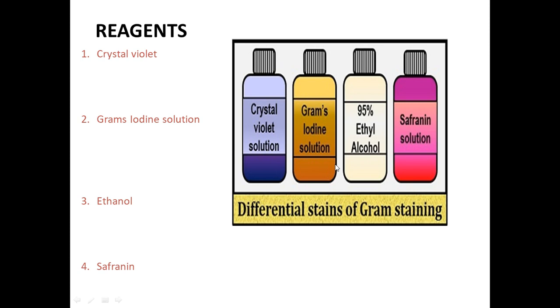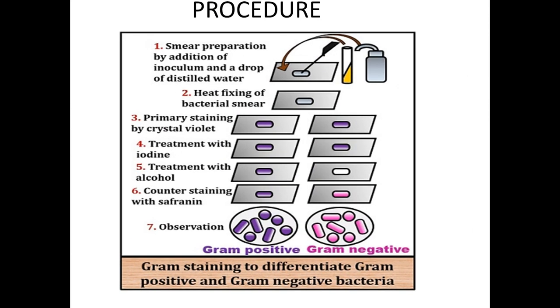So let's look at the procedure which is involved in gram staining. Now this is the main procedure in gram staining. If you want to differentiate or identify if a bacteria is a gram positive bacteria or a gram negative bacteria, you have to apply the gram staining method to identify.